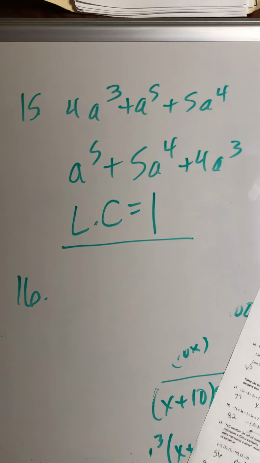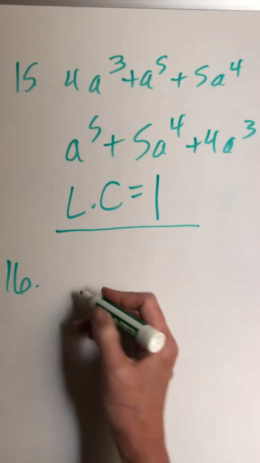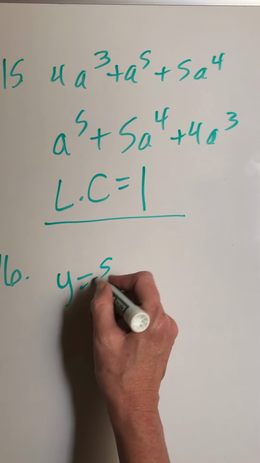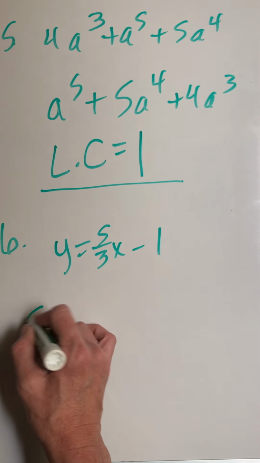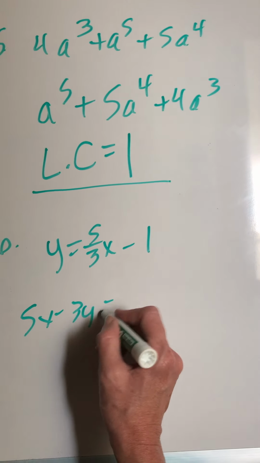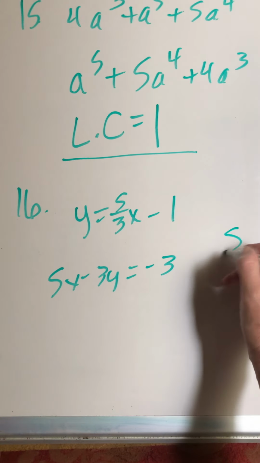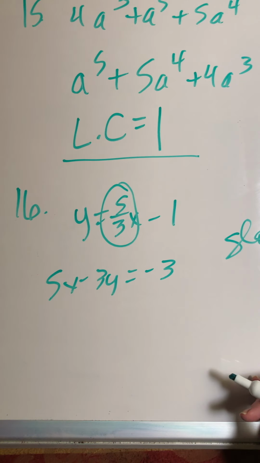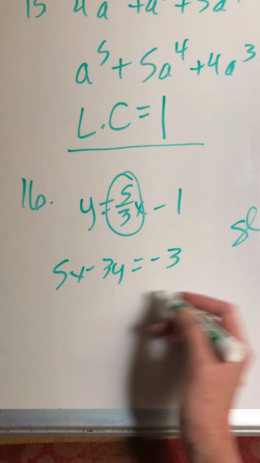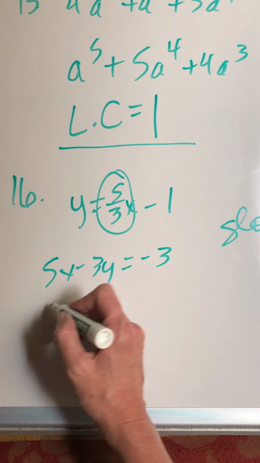Then on number 16, we are supposed to determine whether these lines are parallel. So the first line is y equals 5 over 3x minus 1. The second line is 5x minus 3y equals negative 3. The easiest way to tell whether two lines are parallel is to look at the slope. So on the first one, slope is obvious. There's the slope right there. Second one, I can't find the slope. I can't see the slope right now because y is not by itself.